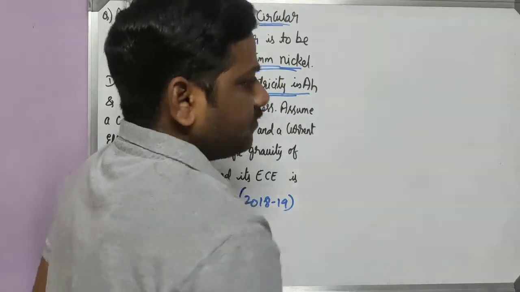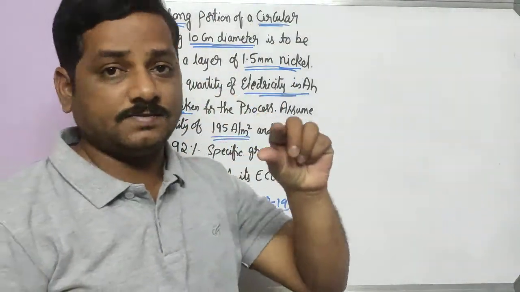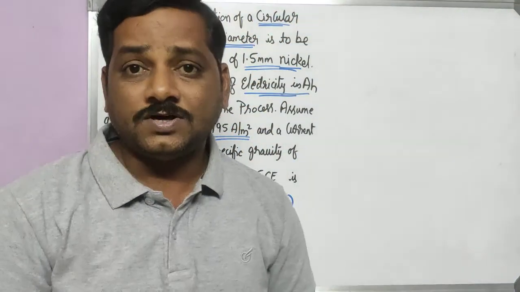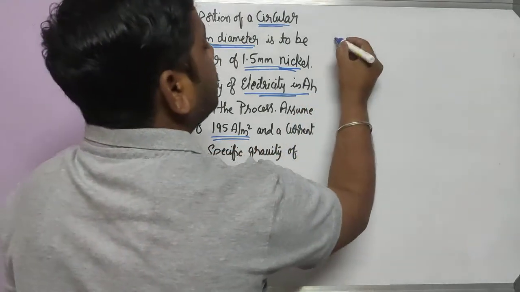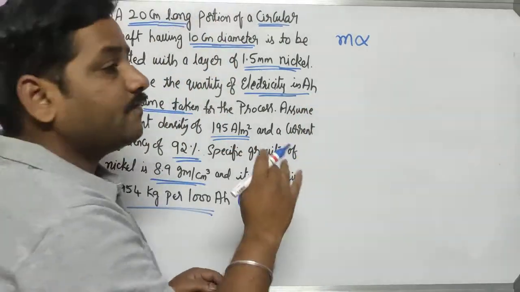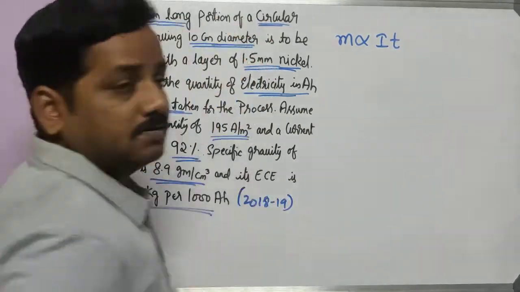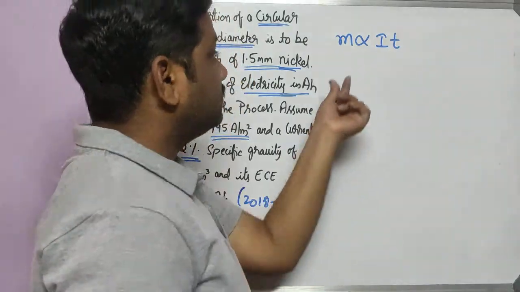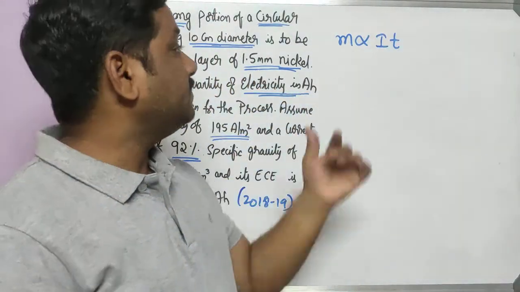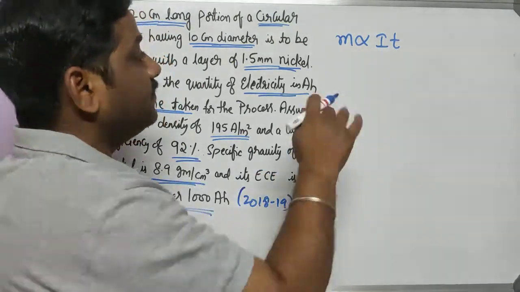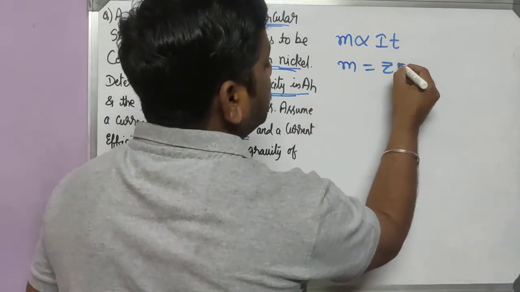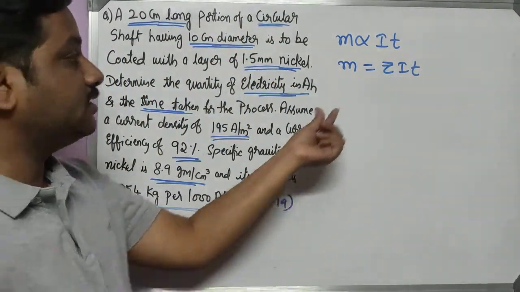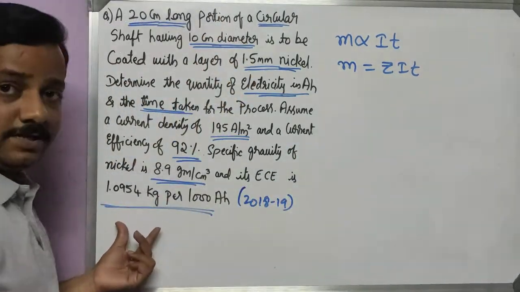So we have a basic formula: whatever the quantity of nickel which is deployed on the shaft, the mass is proportional to the flow of current with respect to time, I into T. This is amp hour. I is nothing but ampere, and the unit of time is hours. So the mass of nickel is proportional to this, which can be given as equal to ZIT, where Z is a constant, the electrochemical equivalent. That depends upon the material. That is given here in the question.